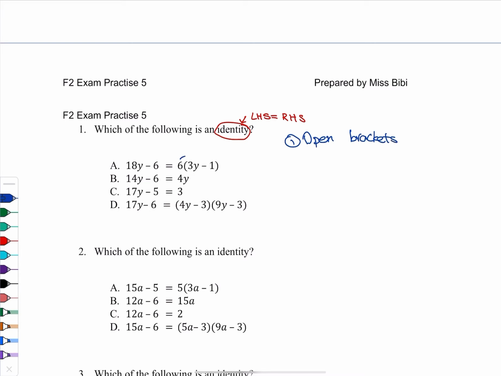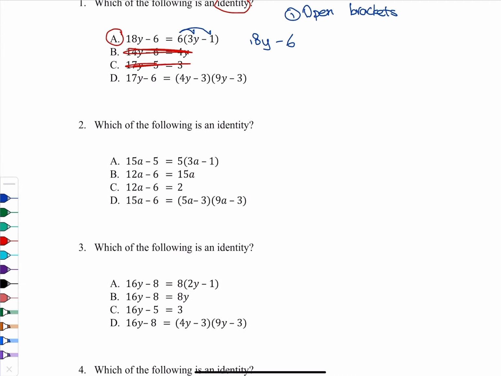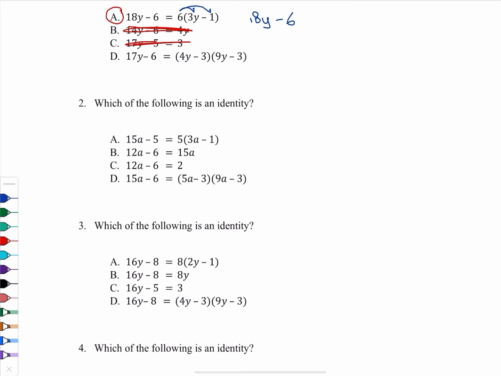So, in option A, let's open up. 6 times 3y is 18y. 6 times -1, -6. So, is this the same as this? Yes, totally the same. So this is your identity. No need to try others because it's already found. These will be very obviously wrong, right? Only for the first one and the last one, you have to open up and then check. But if you already found it in A, then it's good. Next, open up the bracket.